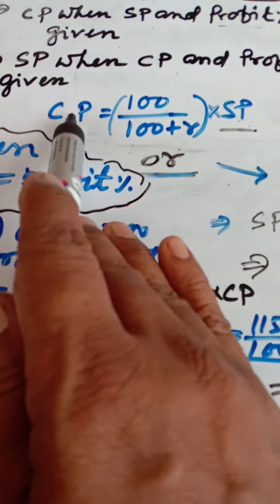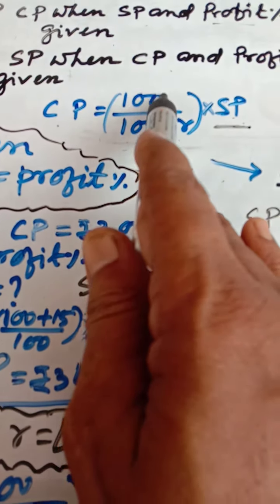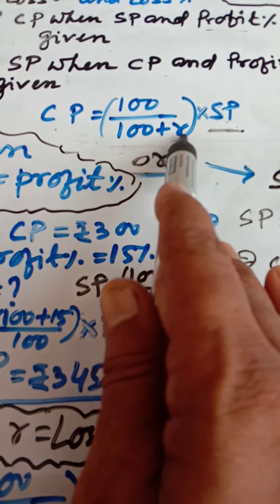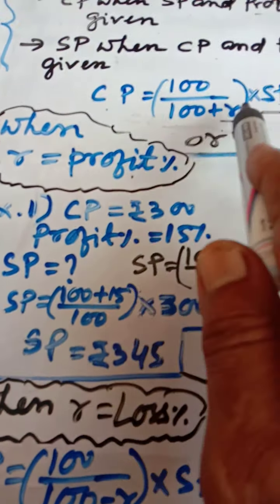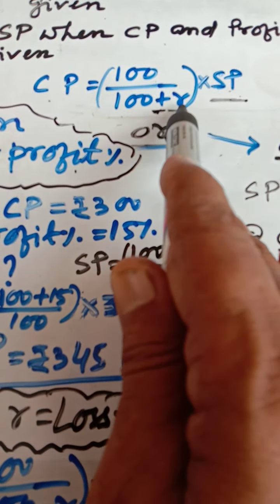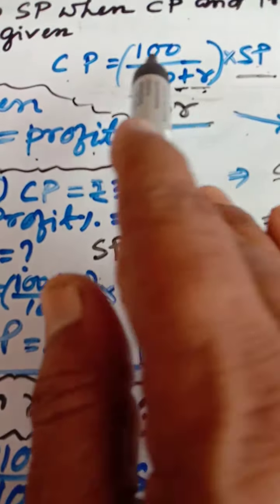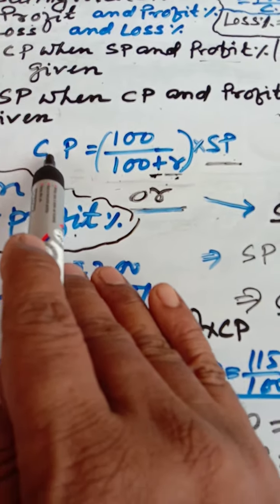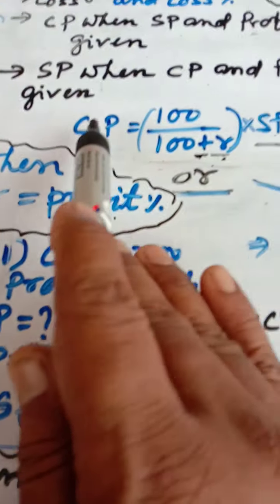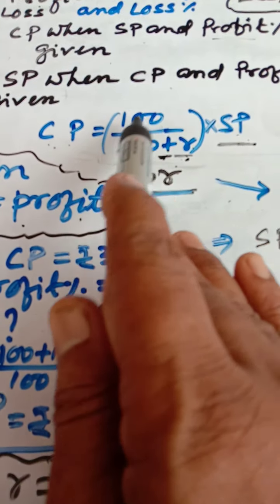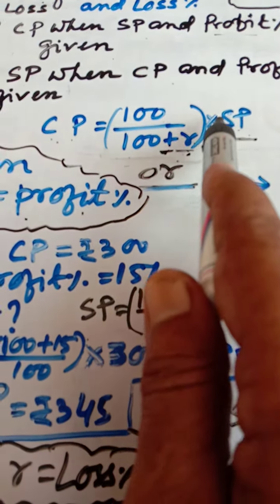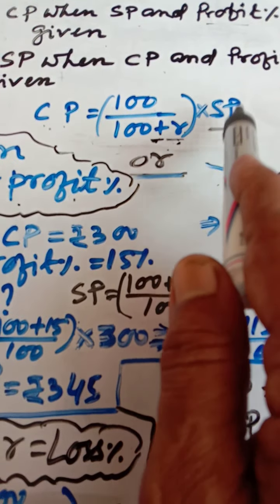Wait. See, CP is equal to 100 divided by 100 plus R, where 100 will be the numerator. R is the profit percentage when it is a plus sign. When it is a minus sign, R will be the loss percentage. Could you understand? When the profit percentage is given, CP will be 100 as the numerator, 100 plus R as the denominator, whole multiplied by SP.